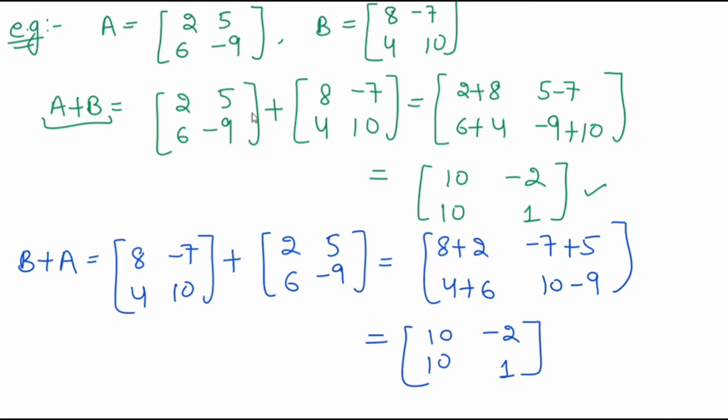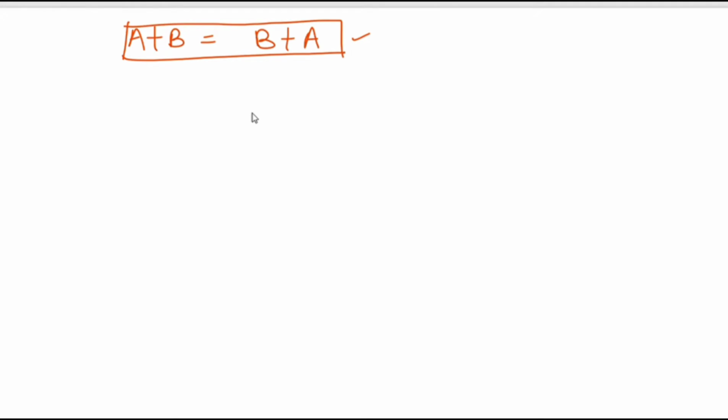Now the elements of the matrices A plus B and B plus A are the same. This implies that on addition, matrix A plus B equals B plus A. So the commutative property holds on addition of matrices.